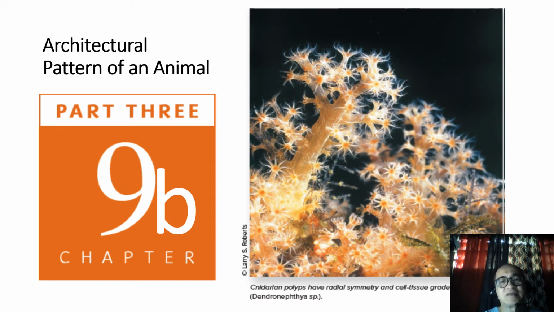In the second part of chapter 9, the architectural pattern of animals, we discuss in some detail animal tissues. The organization and combination of tissues in the body gives rise to organs capable of specific and specialized functions, that in turn is key to the diversification of animals on Earth.